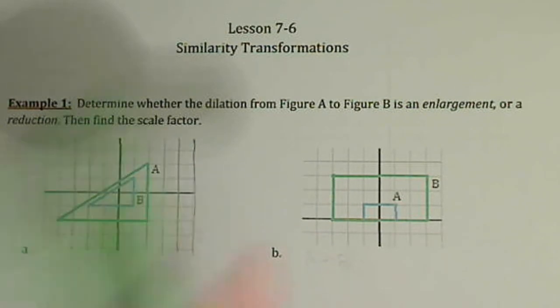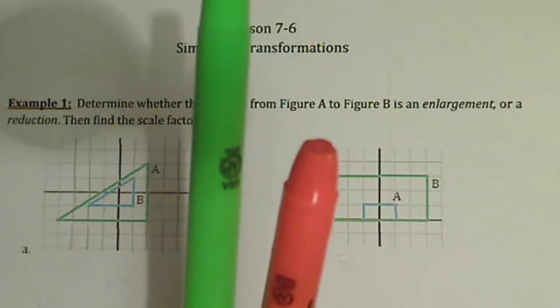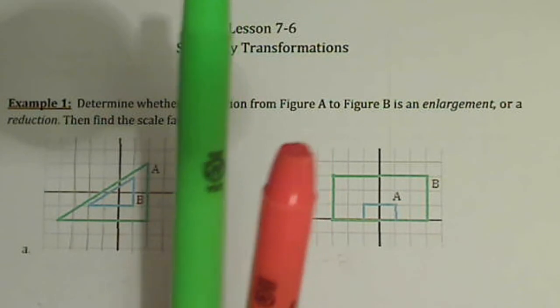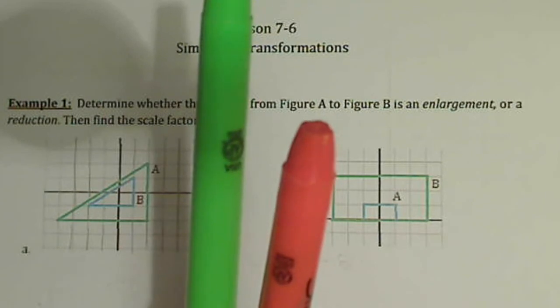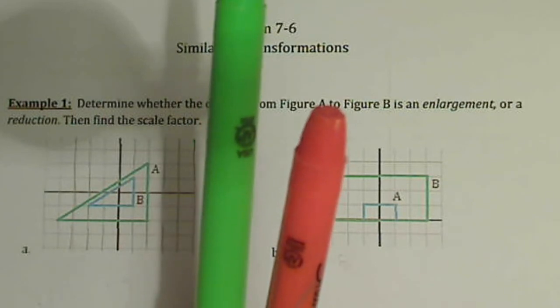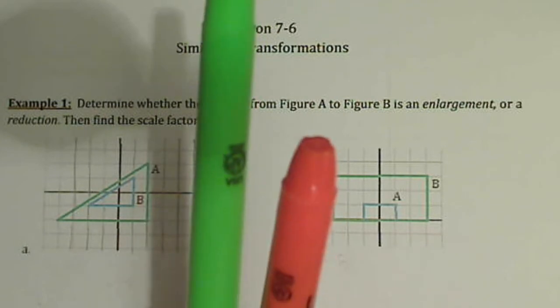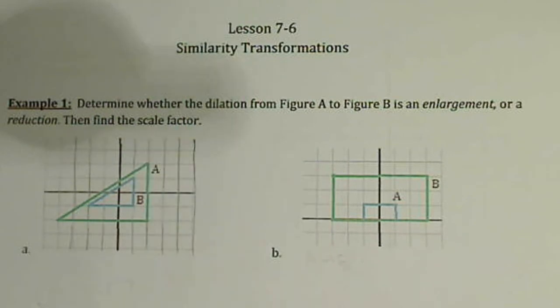You will need two colors for this assignment because usually you will see the original shape in one color and then the enlargement or the reduction in a different color. So help your math teacher out, and when you do your homework, use two different colors so I can tell which is the original and which is the dilation. Alright, let's get started.